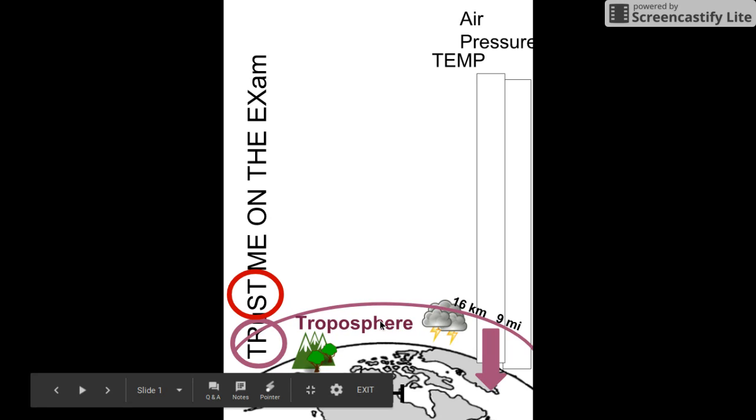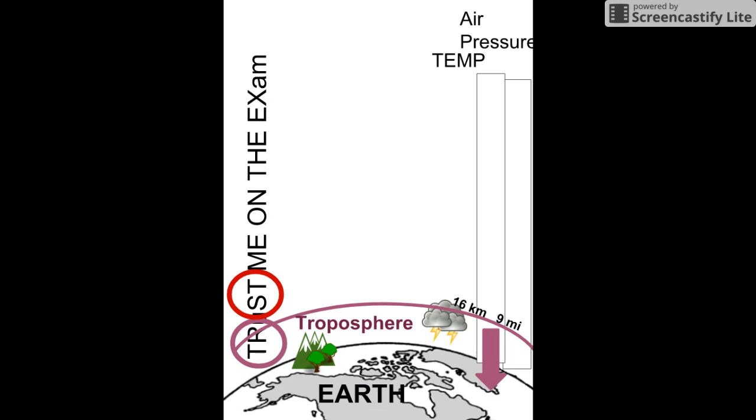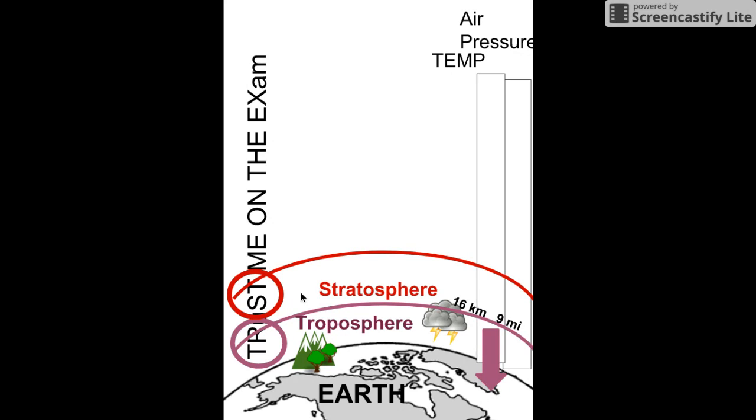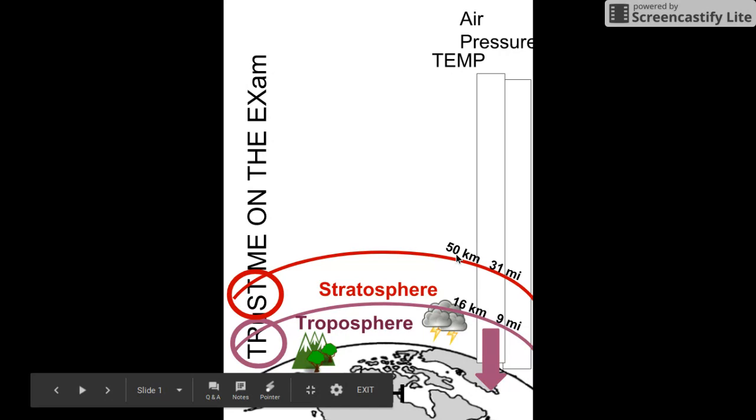The next two letters that are capital are ST. And the way I remember this is that trust is very important to everyone. And so trust actually has two of our layers in it, troposphere and what is this one? Stratosphere. All right, stratosphere. Strato actually means layer. So stratosphere is in between 16 kilometers and 50 kilometers. It's between 9 miles and 31 miles up into the air above our Earth.